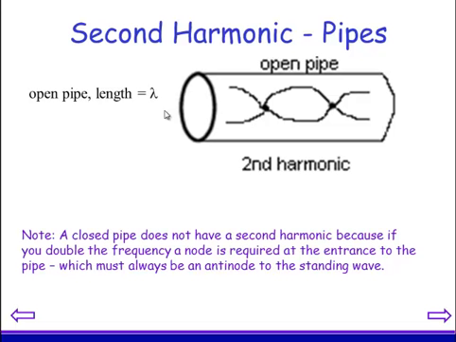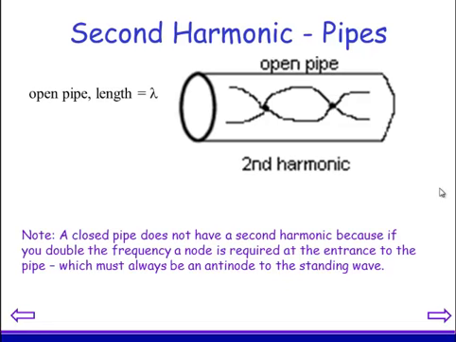Now, with a closed pipe, if we double the frequency, there's going to be a node at the entrance to the pipe, and this can't happen. The closed pipe must have an antinode at the entrance to the pipe because that's the way that the energy of the wave goes into the system. So for that reason, there's no second harmonic in a closed pipe.